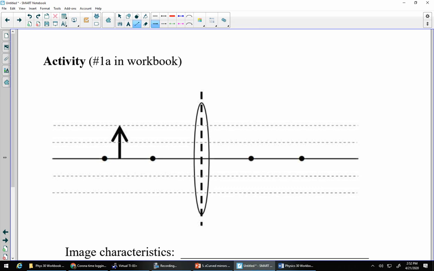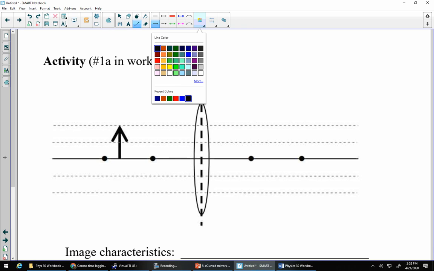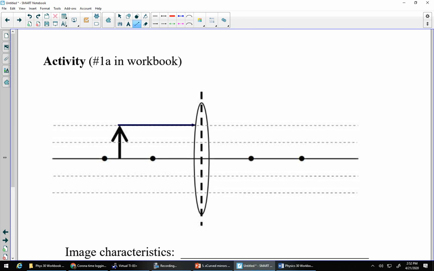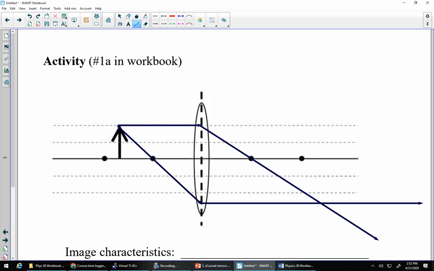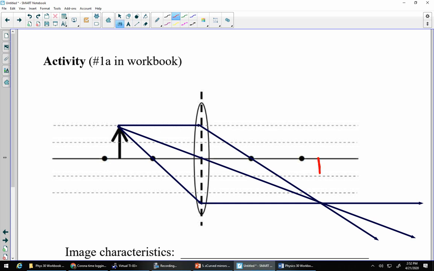All right, so I'm just going to use the same color for each of these. I always start with parallel to the principal axis. It goes through the focal point. Nice. And then through the focal point, it goes parallel to the principal axis. Nice, we've already got two of them. Through the optical center, guess what? Exact same path. So through the optical center goes about there. And then where all of those rays match up, that's showing where they came from. So the tip of the arrow has to be here.